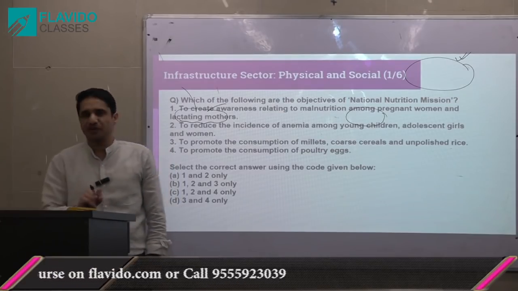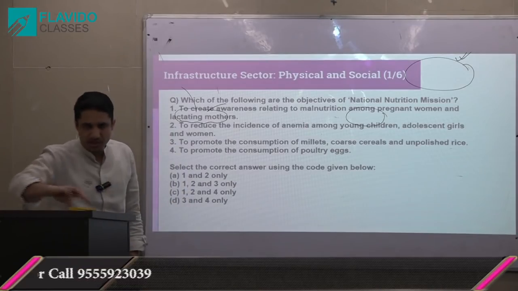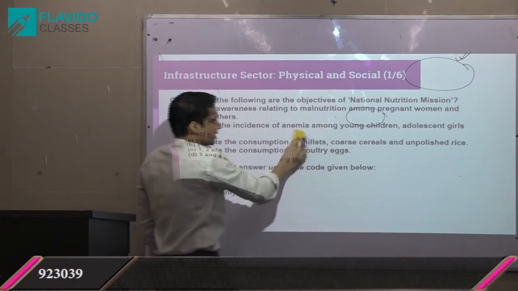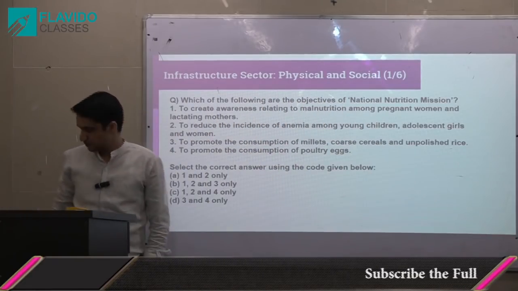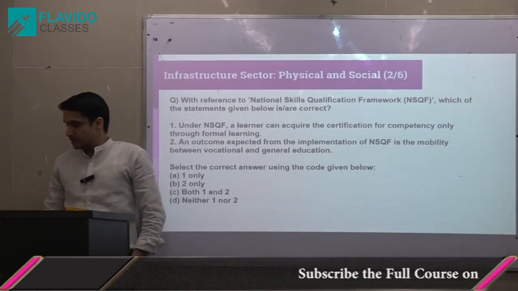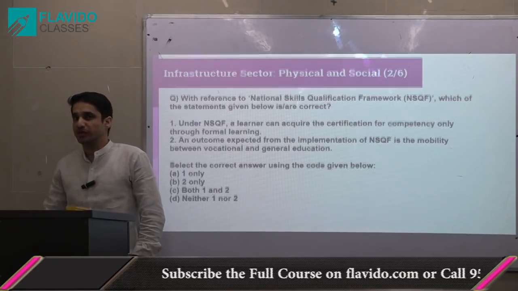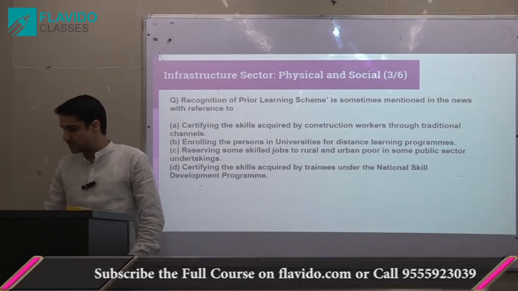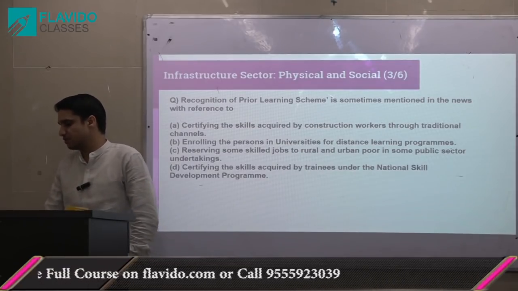Then in the next unit of the social sector and the physical infrastructure sector, majority of the questions were from the social infrastructure. One question was related to the National Nutrition Mission. So this year they can ask from the National Nutrition Strategy. Then second was related to the National Skill Qualification Framework. Again the question from the social infrastructure, from the education, from the skill sector. Then they asked about the recognition of prior learning scheme.